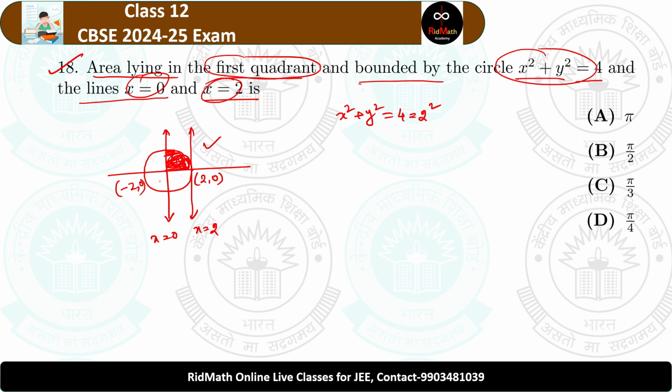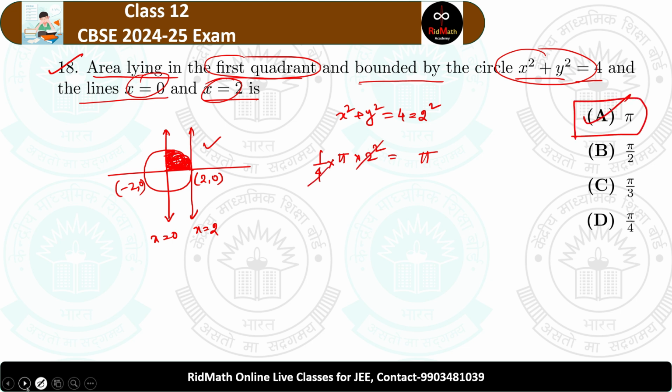So what is the area of the circle? The area of the circle is pi into 2 square, and this area in the first quadrant is 1/4 of this circle. So this is 1/4 into pi r square, the total area of the circle. That means pi. This is 4, so the 4 cancelled, this is pi. So the answer would be A, pi.